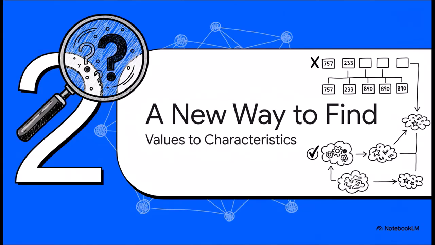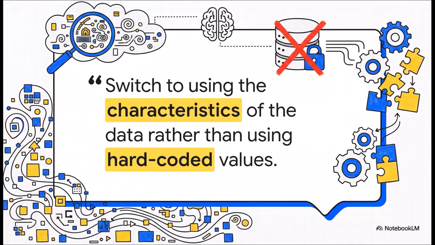Well, the solution really requires a fundamental shift in how we think about the problem. Instead of searching for a specific hard-coded value, like find customer ID 757, what if you could just describe the kind of data you need? We're moving from searching for specific values to searching for characteristics. And this, right here, this gets to the absolute heart of it. Instead of telling the system, hey, give me this exact thing, you're telling it, give me something that looks like this. The moment you start using the characteristics of the data instead of hard-coded values, your tests become so much more flexible and way more resilient.